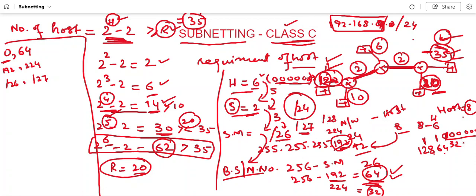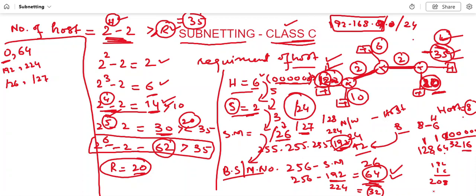/28 means one more bit is on here, 16 will be added here, and then you will get the subnet mask. 192 was the previous one, 192 plus 16, what will be the result after adding 192 plus 16?